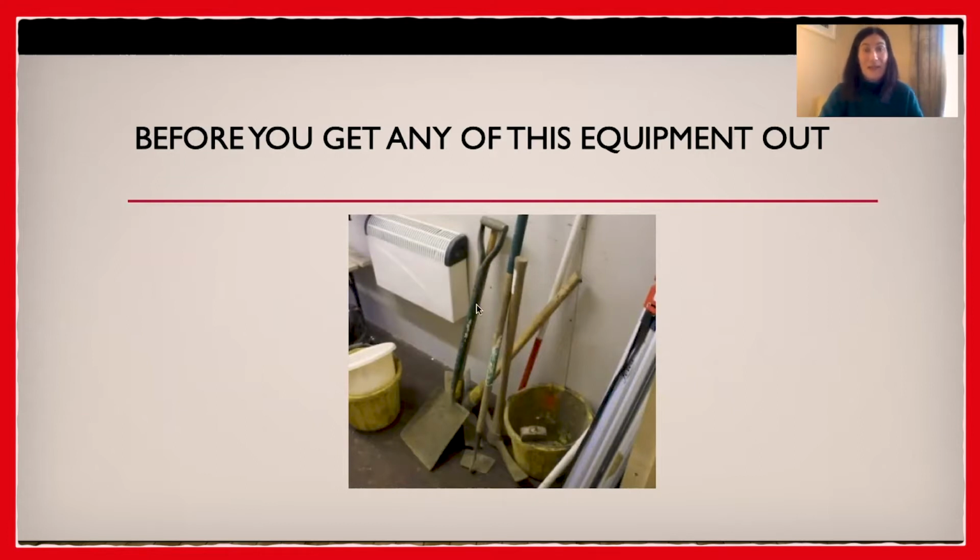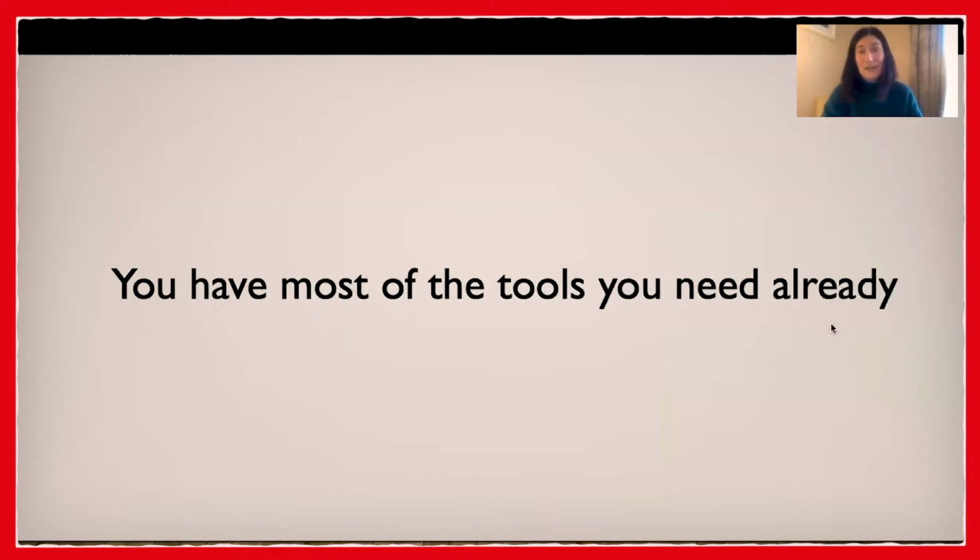But before you get any of this equipment out, you can see there we've got a shovel, some sort of pick, and a bucket, very important to have a bucket. Before you get any of that stuff out, I need you to know one important thing, and that is that you have most of the tools that you need already. It's within you. When we look at play archaeology, I'm not asking you to go beyond what you already know. I'm asking you to look inside yourself and use what you already have. And there is one really important tool that I'm going to share with you in a moment.